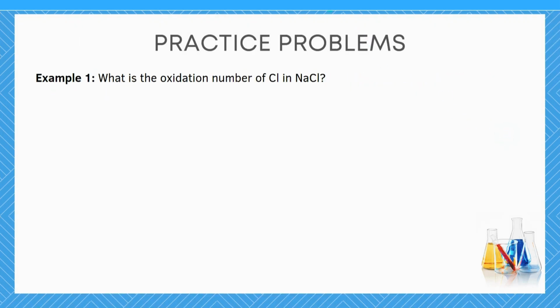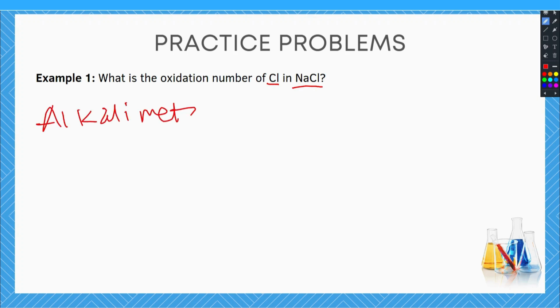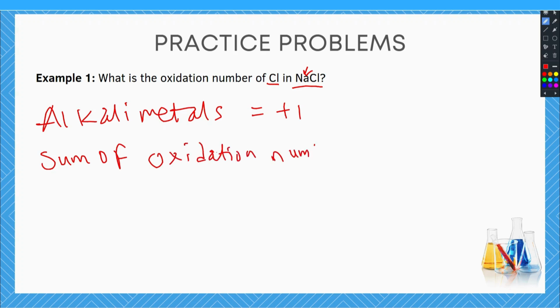Now, here are some practice problems, and let's deal with them together. The first question says, what is the oxidation number of chlorine in NaCl? Now, if you remember, alkali metals always have their oxidation numbers to be plus 1. And we have sodium here, which is an alkali metal. And then remember, another law for assigning oxidation numbers always says the sum of oxidation numbers in a compound is equal to 0.